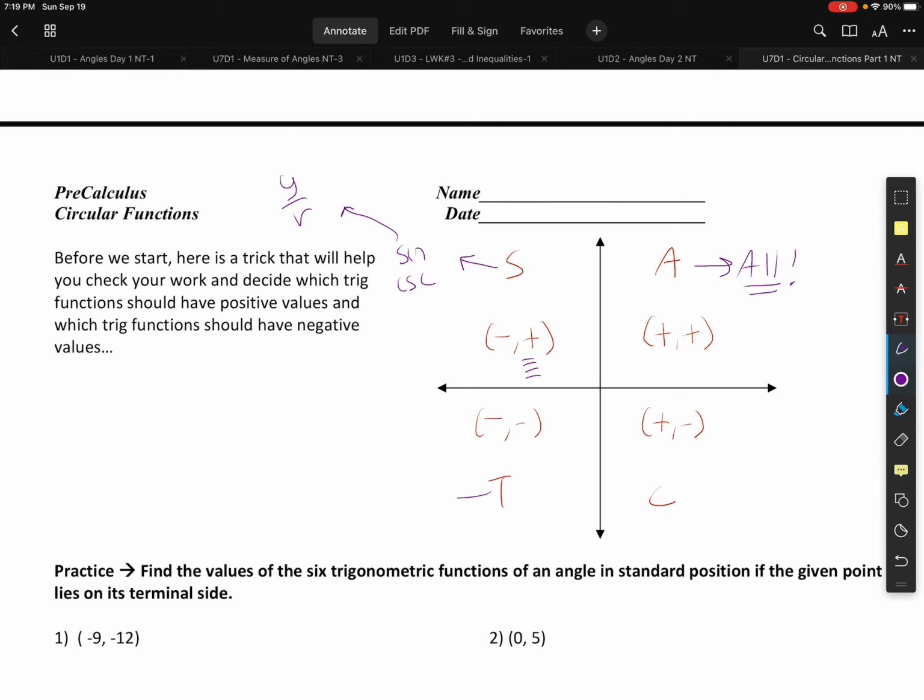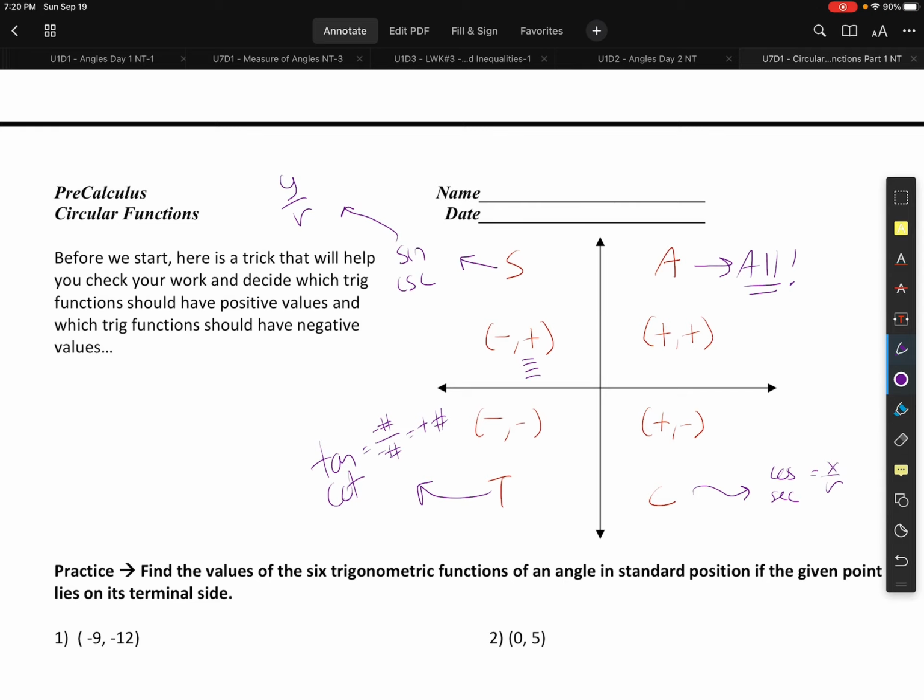If we look down here, tan and cotan are positive in the third quadrant. And why is that? Well, tan is y over x, so you'd have a negative number divided by a negative number, which gives you a positive number. In the fourth quadrant, we got cos and secant. And why is that? Cos is x over r, and x is positive in the fourth quadrant.